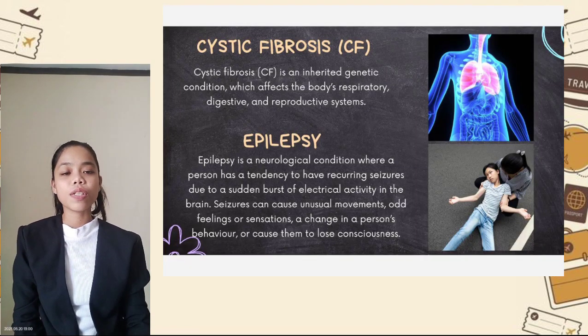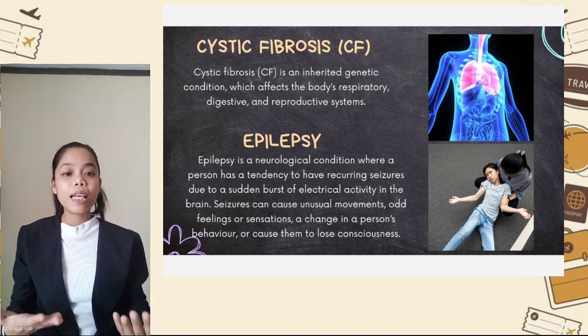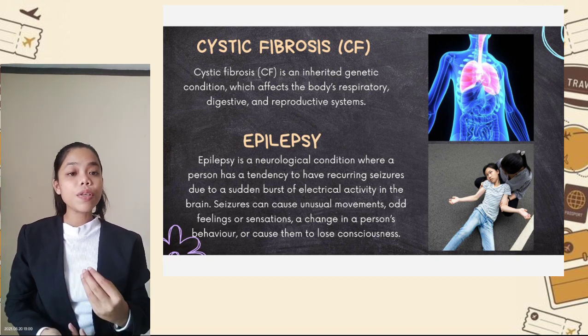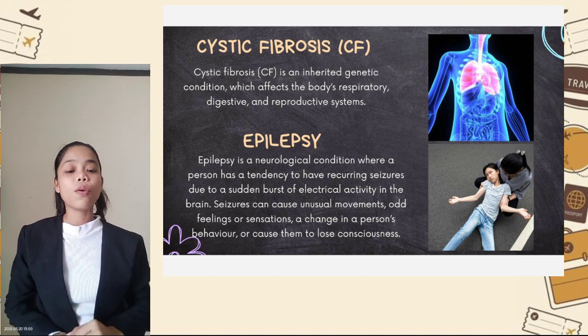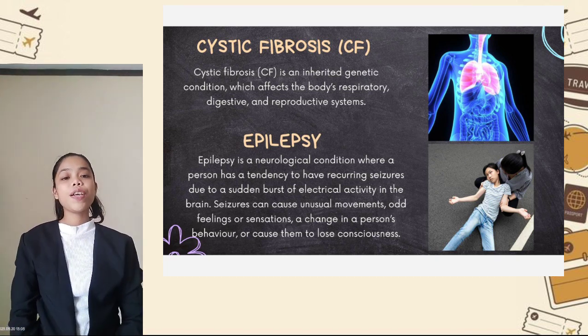Cystic fibrosis or CF. So cystic fibrosis is an inherited genetic condition which affects the body's respiratory, digestive, and reproductive systems. So it specifically affects the mucus and sweat glands in the body, causing mucus to be thick and sticky. So people with CF can also have low salt levels in the body, which causes problems such as fatigue, cramps, and dehydration.